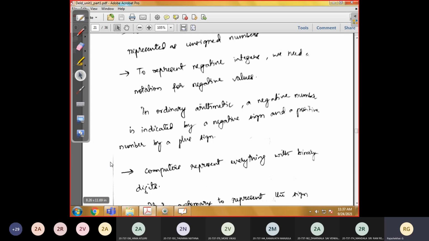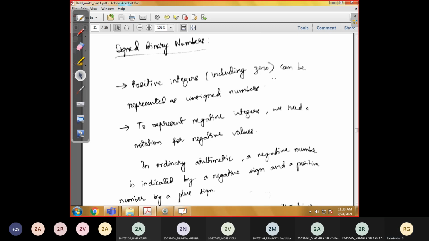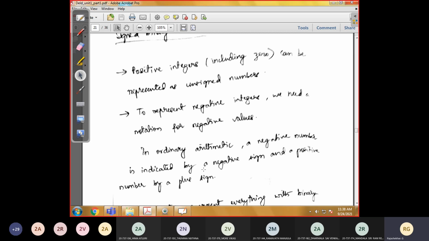Yes, sir. So let us have a relook at those representations once again, because we will be dealing with negative numbers in our discussion. So we should know how to represent negative numbers. To represent negative integers, we need a notion for negative values. In ordinary arithmetic, a negative number is indicated by a negative sign in front of the number, and a positive number is represented by a plus sign in front of it.